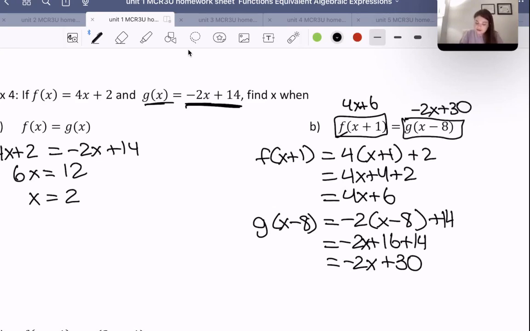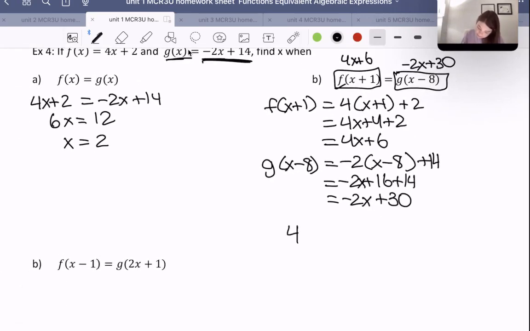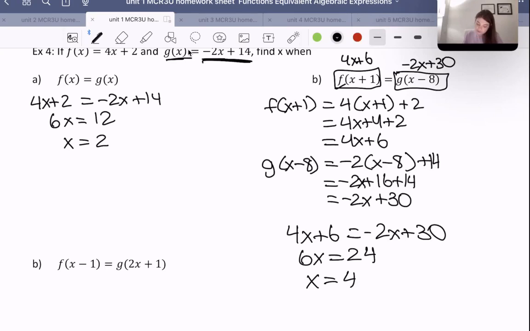Now let's equate the two and find the answer. So 4x plus 6 is equal to negative 2x plus 30. So therefore 6x is equal to 24. Therefore x is equal to 4, and that's our solution.